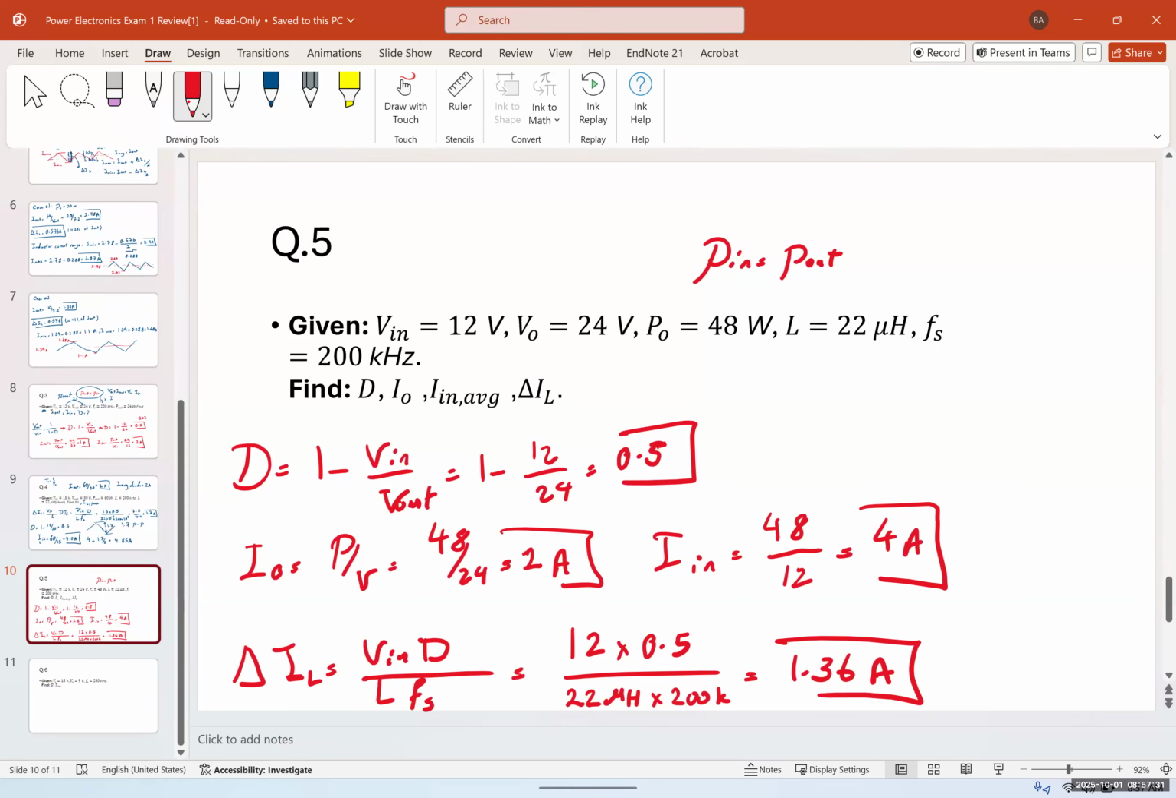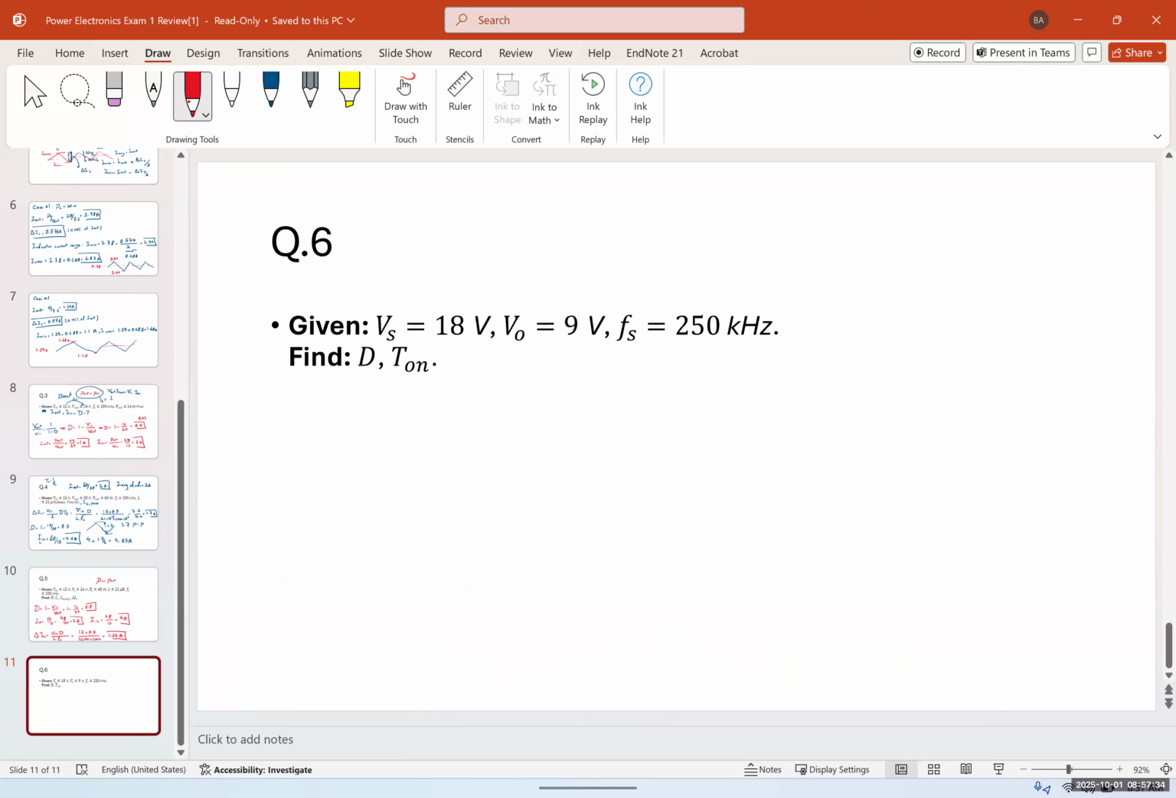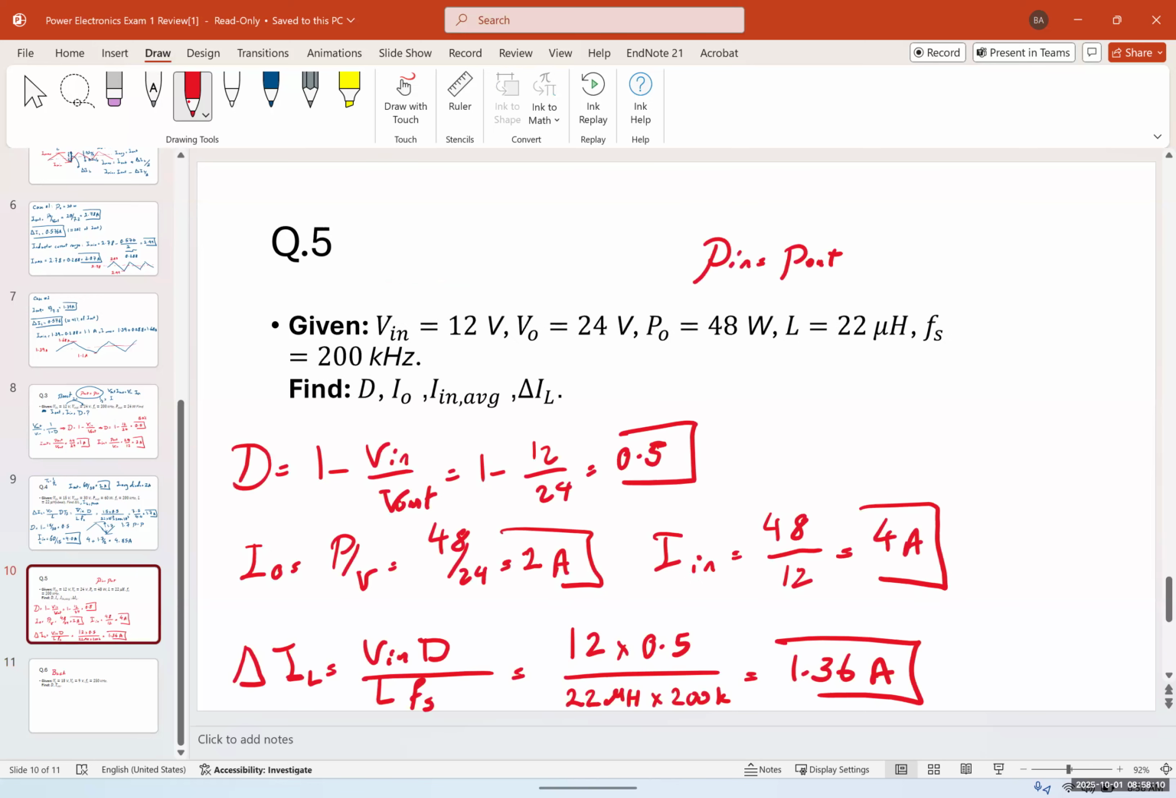Okay. Can I go to the next final question for today? Given Vs is 18 volts, V out is 9 volts, and Fs is 250 kilohertz, we want to find D and T on. So first you have to determine what type of converter this is. What type of converter is this? Buck, yes. So the equation is different from the previous one, the boost. The previous one was a boost converter.